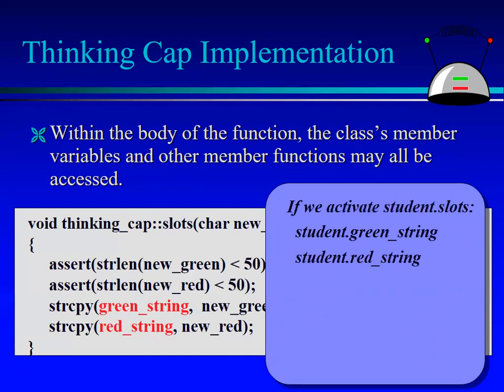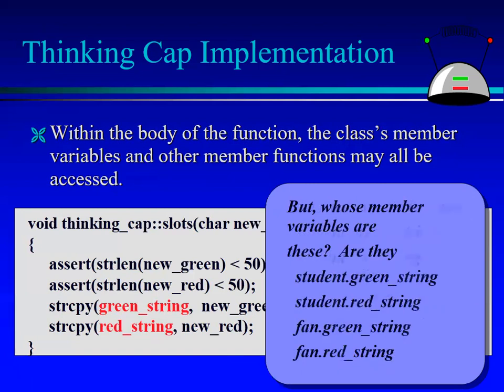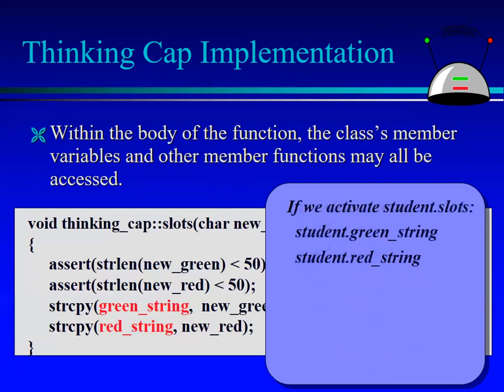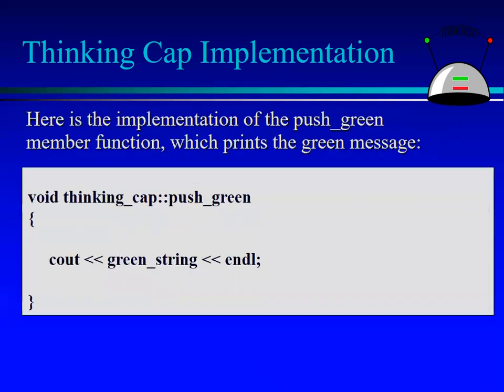Irrespective of that, this is a common structure. If we are accessing through student.green_string, then these are the members of the student object. And if we are accessing the same using the fan object, then this particular function will work for that object. So n number of objects can access the same set of statements which is written.